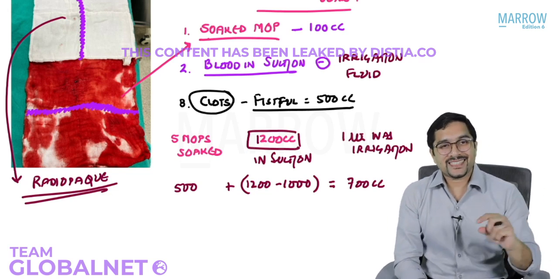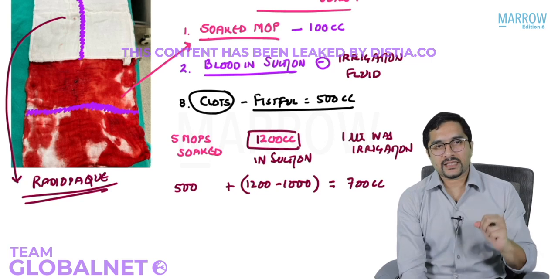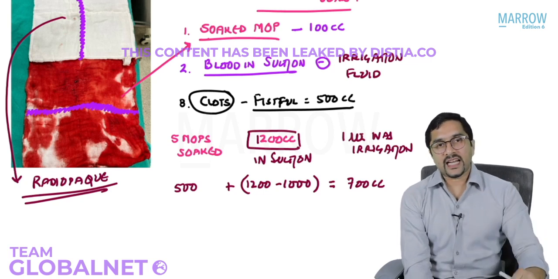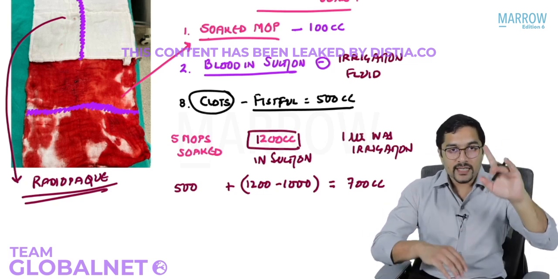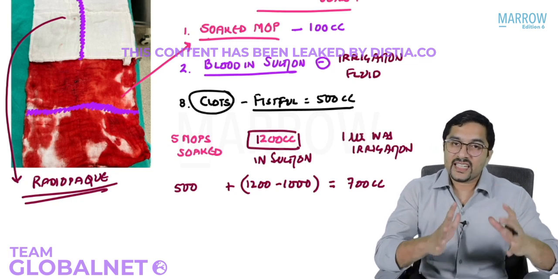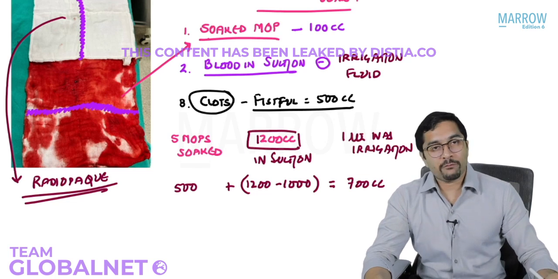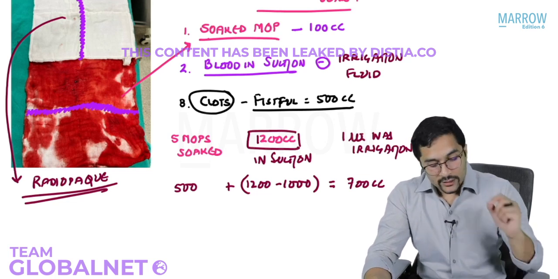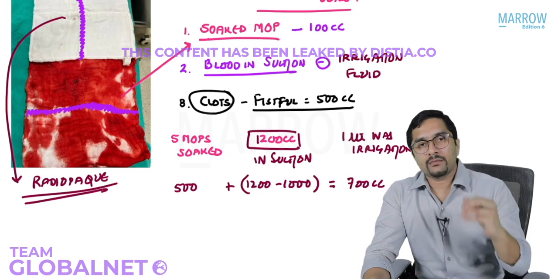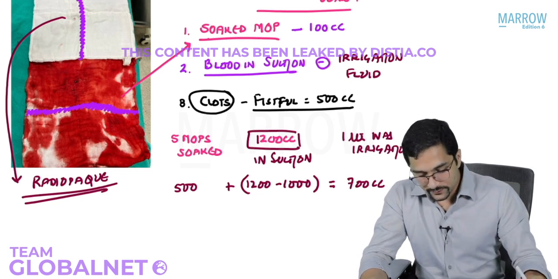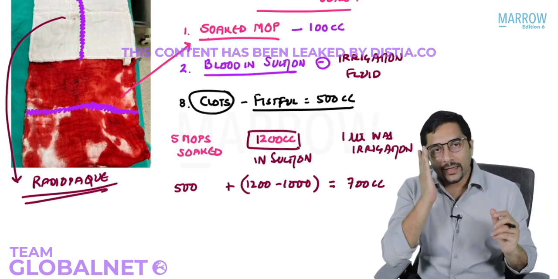Because, just in case you forget a mop or a gauze piece inside the abdomen, then with these radio opaque lines, you can easily identify them. You can localize where the gauze piece or the mop has been left behind. So this is also a safety mechanism which we use during surgery. Now we have all this information.